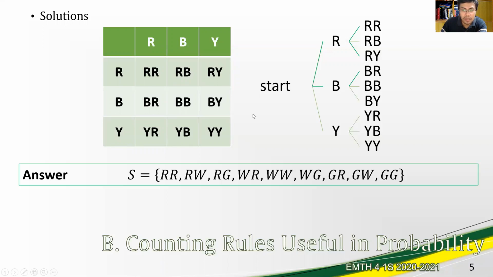We list the combined elements or outcomes in the set notation, and we get the final answer with 9 elements as shown. RR, RW. My apologies, that should be RBY. Let me just correct that one. So I've corrected it.